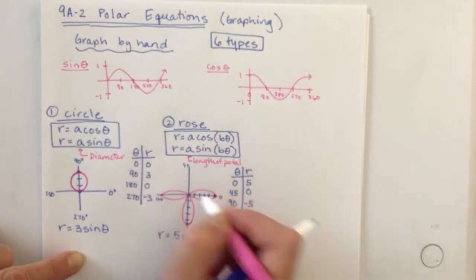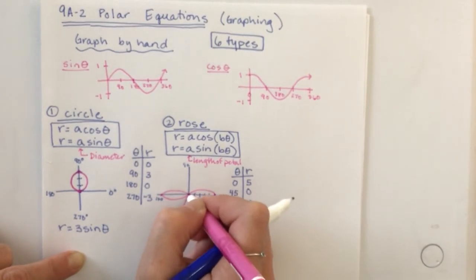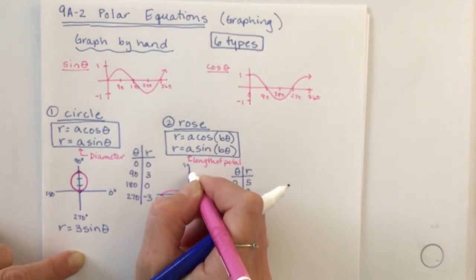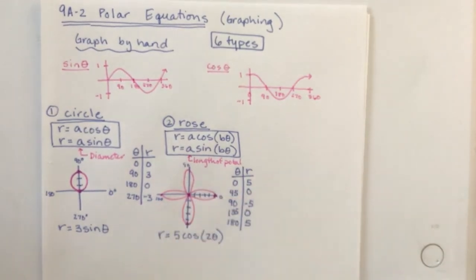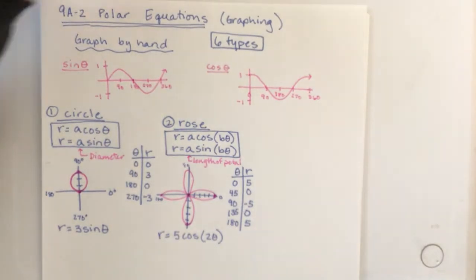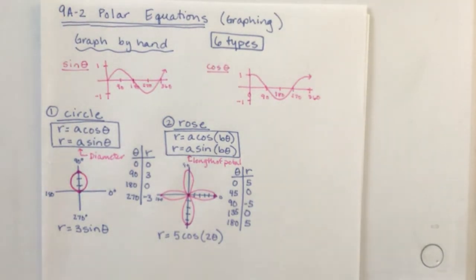And to finish this out, we would go up to 5 and back down. And so it makes this really pretty flowery-like thing, which is why it's called a rose, obviously.